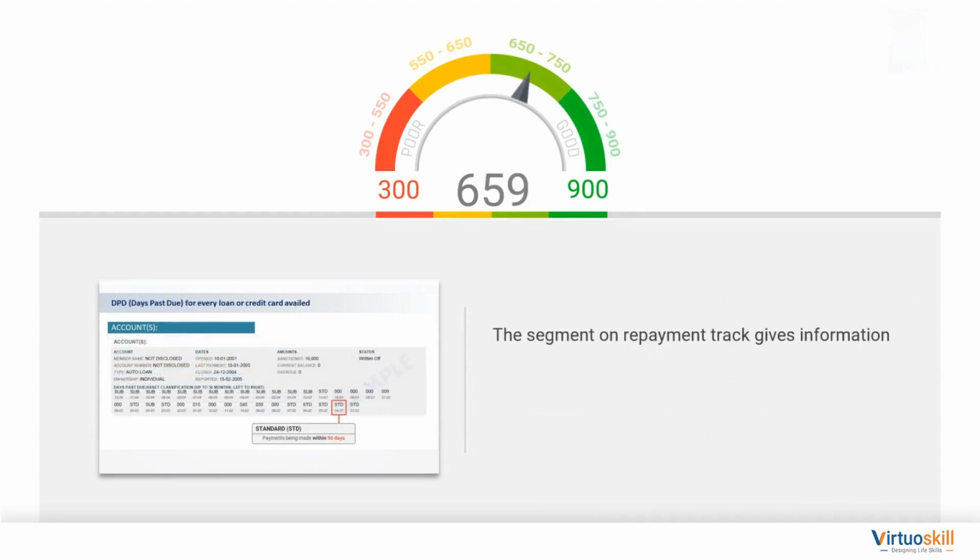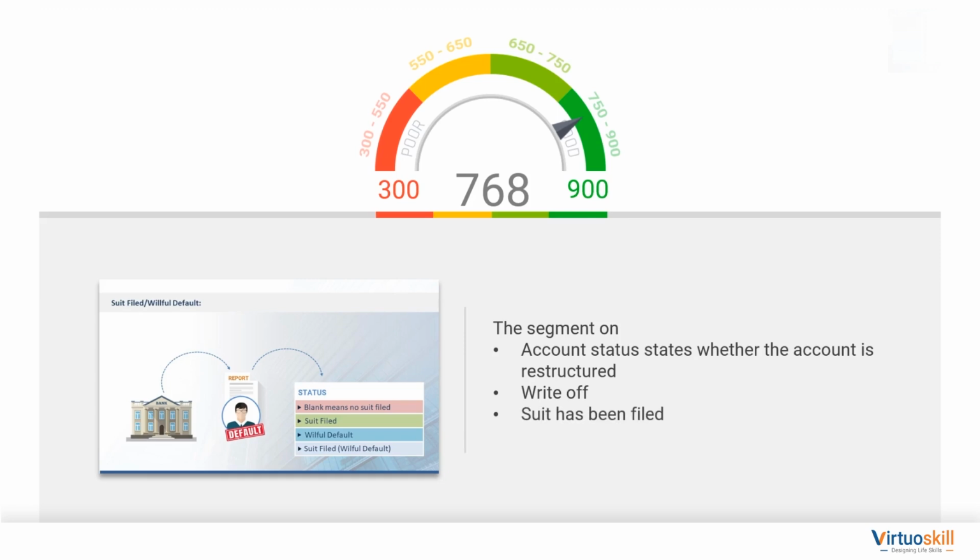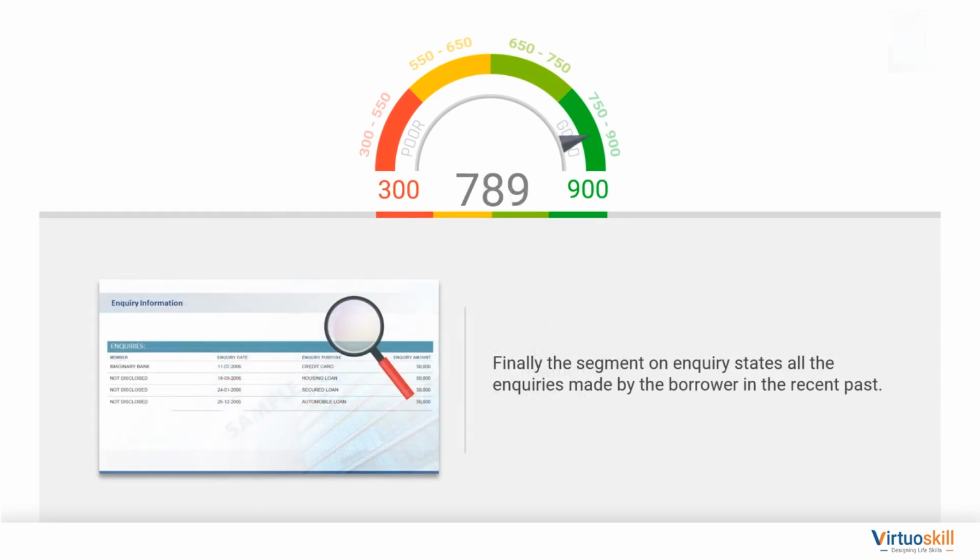4. The segment on repayment track gives information as to whether the account is standard, SMA, substandard, doubtful, and loss assets. 5. The segment on account status states whether the account is restructured, write-off, suit has been filed, or the account is settled or sold. 6. Finally, the segment on inquiry states all the inquiries made by the borrower in the recent past.